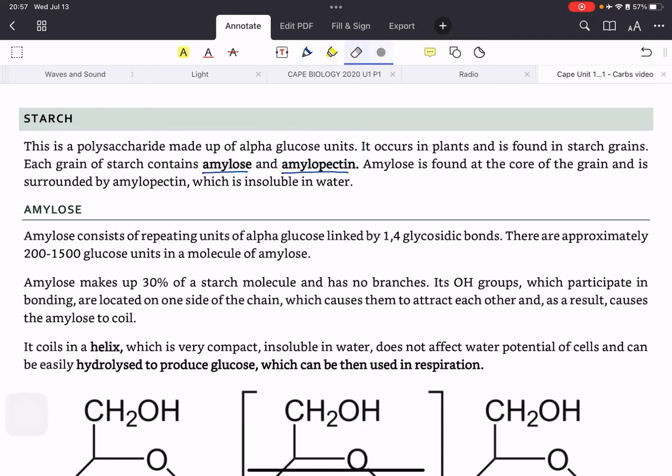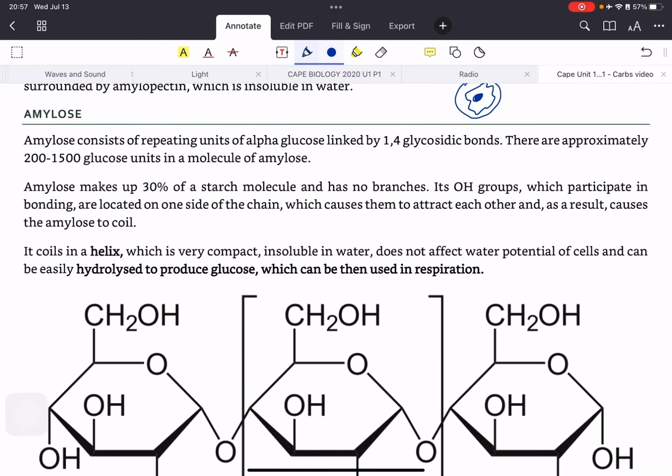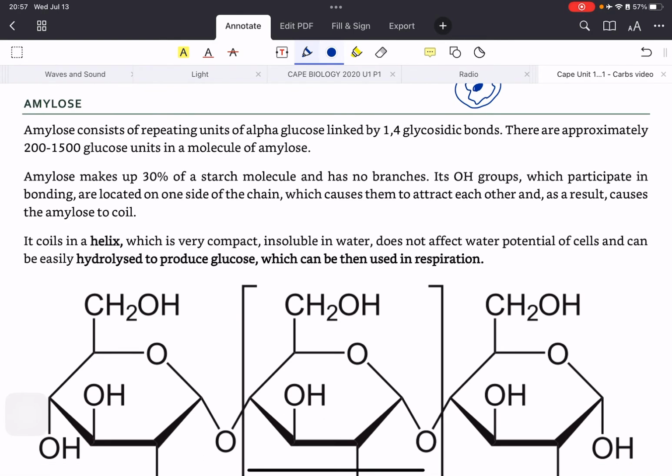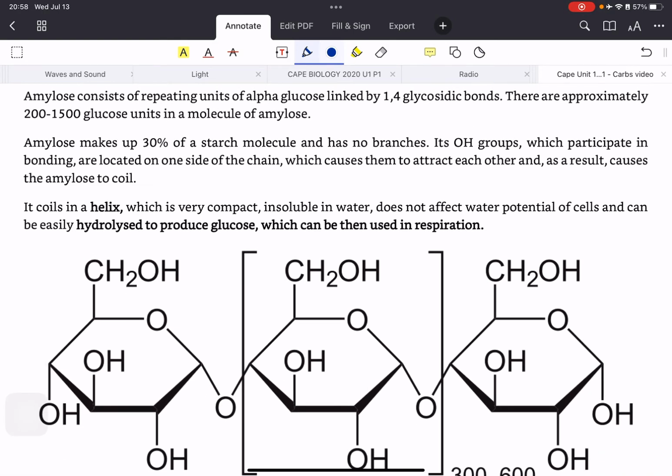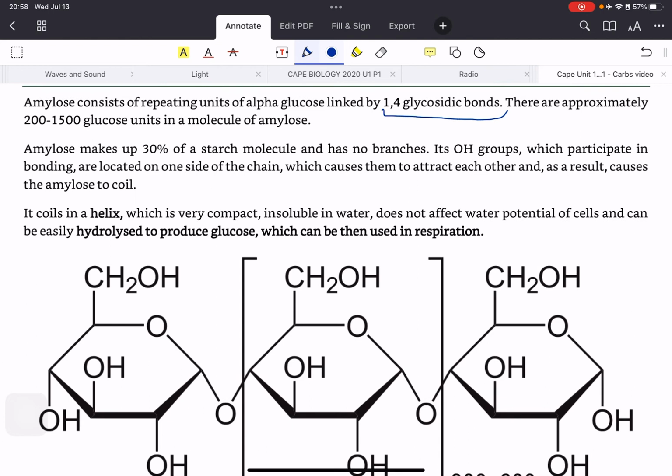So we'll be learning about amylose and amylopectin separately, and we will see how they differ because of the little bonds between them, right? Now amylose is found at the core of the grain, right? So if you had a starch grain here, amylose will be found in the middle, and it's surrounded by the amylopectin, okay? So let's take a look at amylose. So amylose consists of repeating units of alpha glucose, right, and linked by the same 1,4 glycosidic bonds, right? It's alpha glucose, right? So it's alpha 1,4 glycosidic bonds, and there's about 200 to 15 glucose units in one molecule of amylose, right?